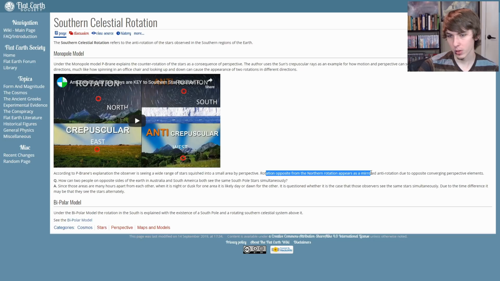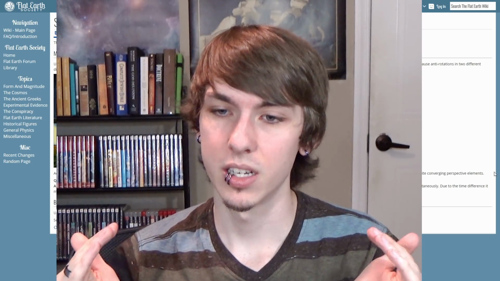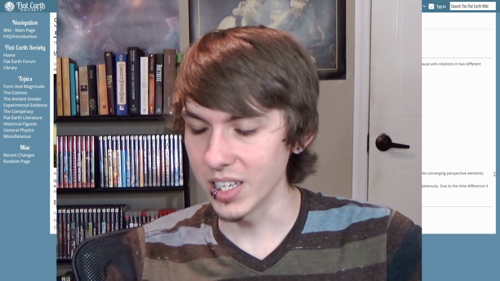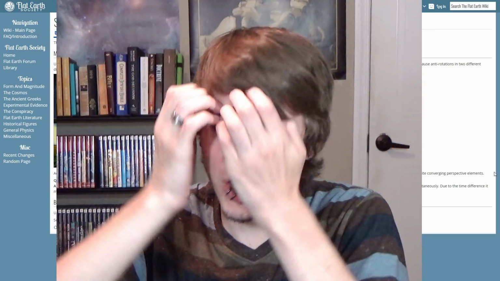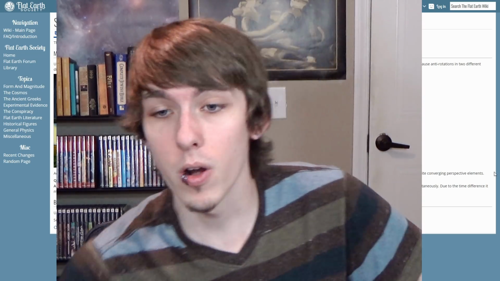Rotation opposite from northern rotation appears as a mirrored anti-rotation due to opposite converging perspective elements. I don't like this word salad. What you've said makes no sense. Opposite converging perspective elements. That does not cause a rotation. You simply wouldn't be able to see all of the southern stars next to each other on the flat Earth.